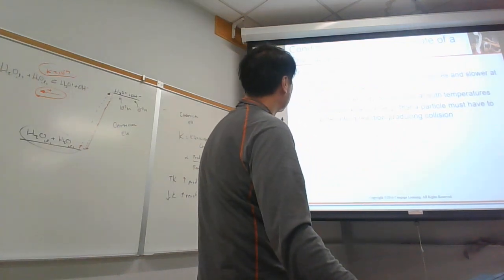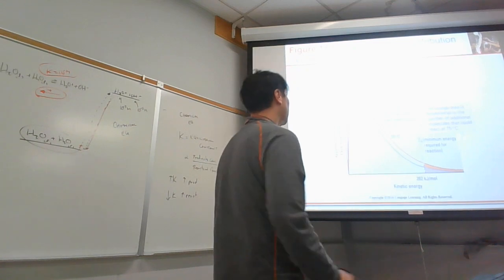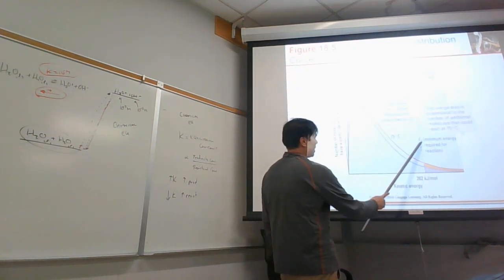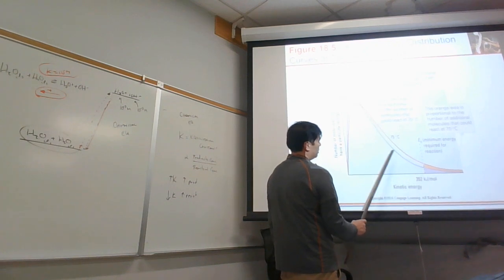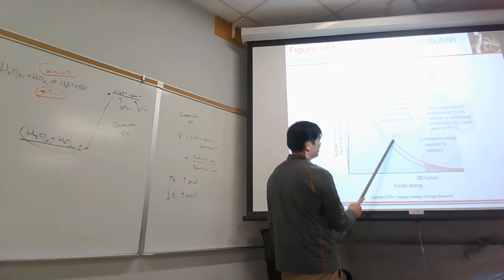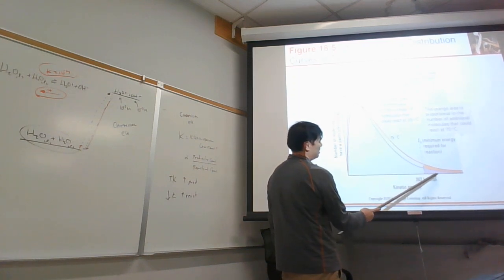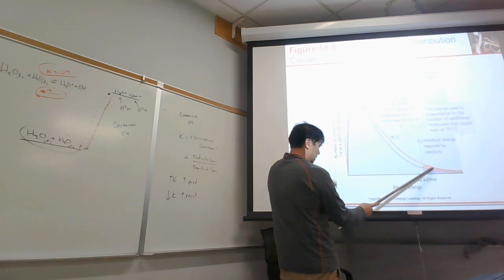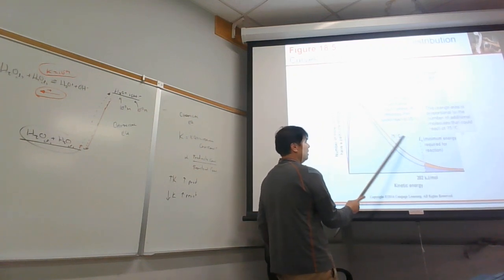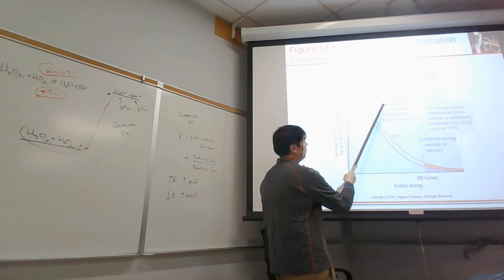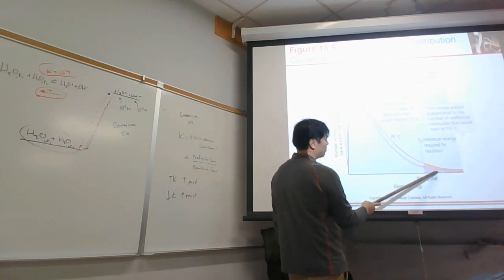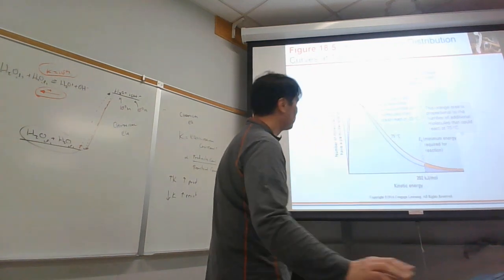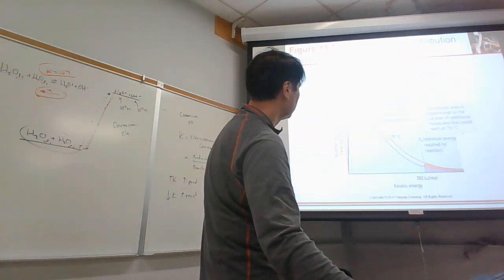If we change the temperature, then that's going to change the population. So here's the activation energy, the minimum amount of energy required to react. At room temperature, the population is smaller. At 75 degrees C, the population is greater. And so we're going to get more reaction here at higher temperatures. So the rate of reaction, that is the speed of the reaction, increases with higher temperature because we're going to have more molecules with enough energy to react.